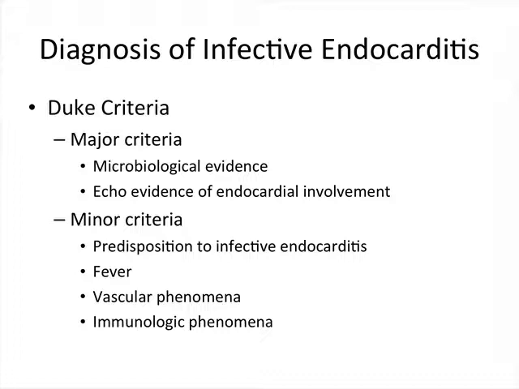The Duke criteria were originally proposed in 1994 and revised in the year 2000, and they've been shown to be superior to previous diagnostic criteria. Definite endocarditis requires 2 major criteria, or 1 major and 3 minor criteria, or 5 minor criteria. Possible endocarditis is defined as 1 major and 1 minor criterion, or 3 minor criteria.